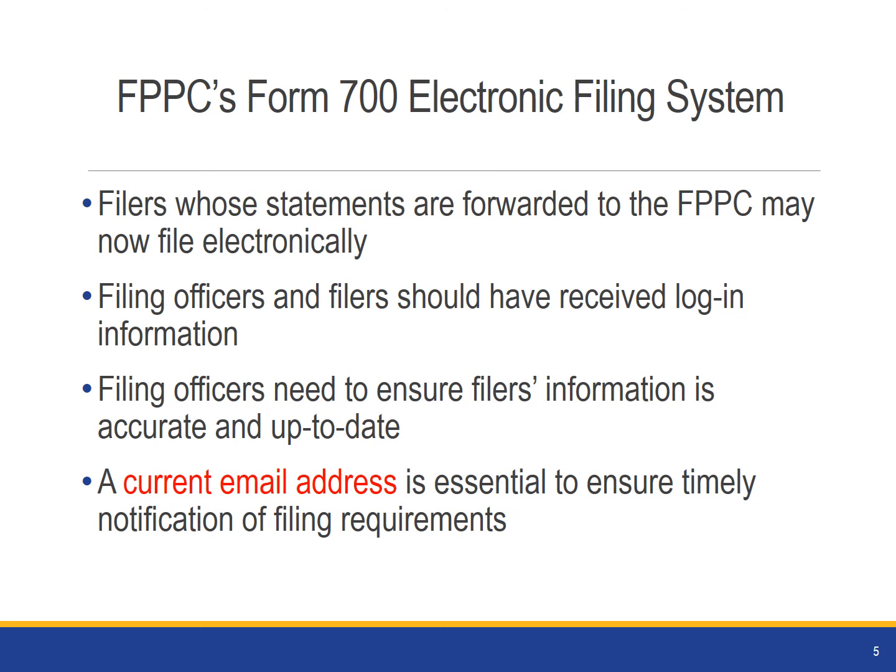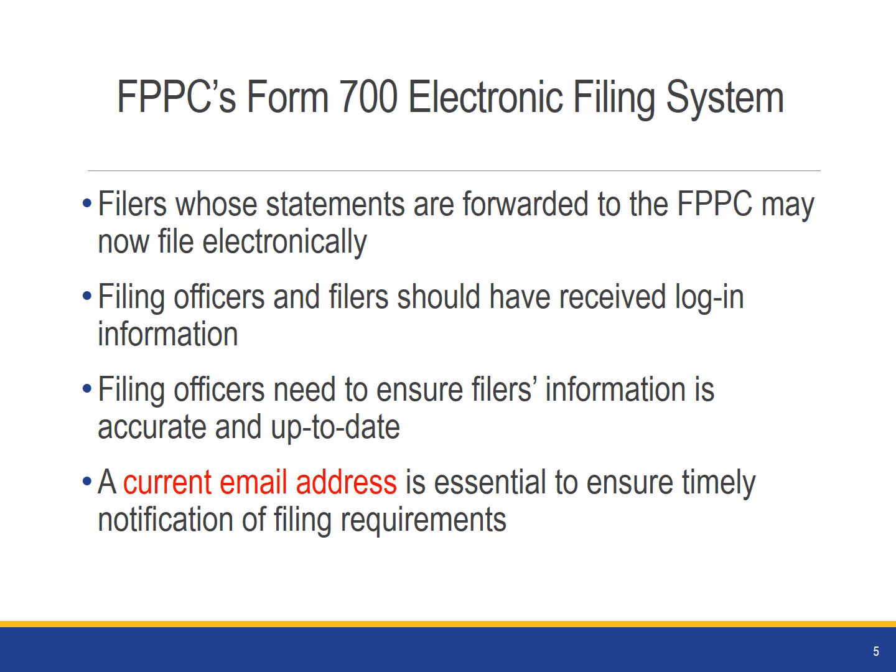The FPPC recently launched an electronic filing system for the approximately 25,000 filers whose original statements were previously forwarded to us as paper filings. Generally, these are your 87200 filers, which we will discuss shortly. Such filers may now file their Form 700s using the FPPC's system. Filers whose original statements you retain at your agency may not file using the FPPC's electronic system.